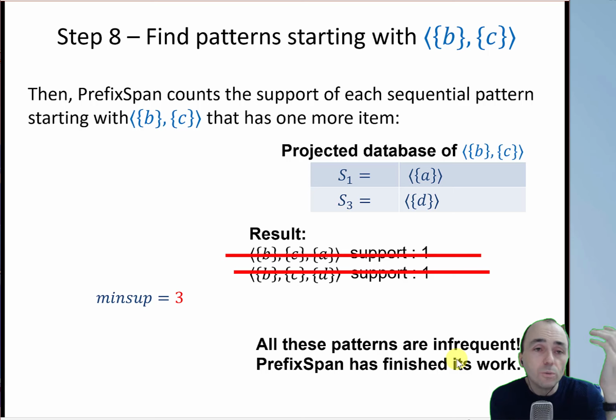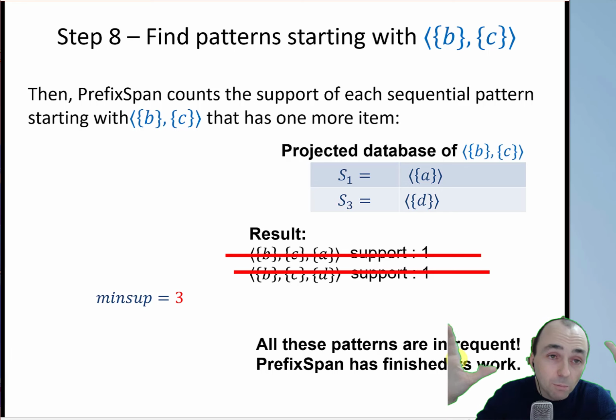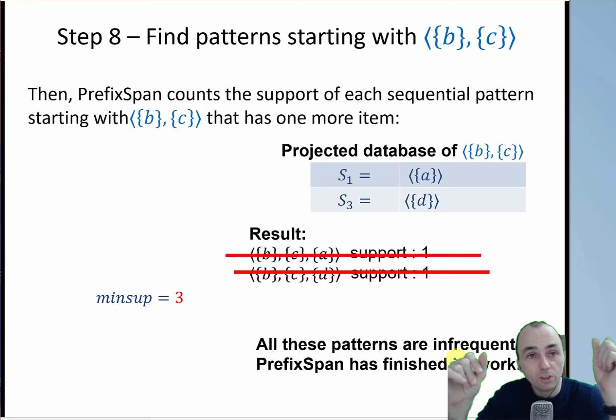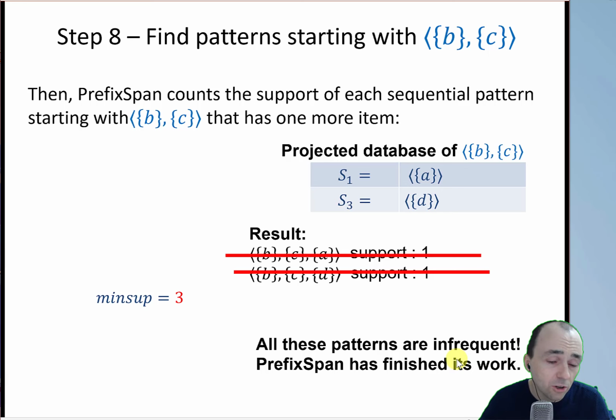So actually, we could always use the same database. Why do we do the database projection? The reason why we do this is because the database always becomes smaller and smaller. Every time we do a database projection, we make the database smaller and smaller. So we don't need to look at the whole database every time we want to find the patterns. And the longer the patterns are, the smaller the database will become. Okay. So this will make the algorithm faster.